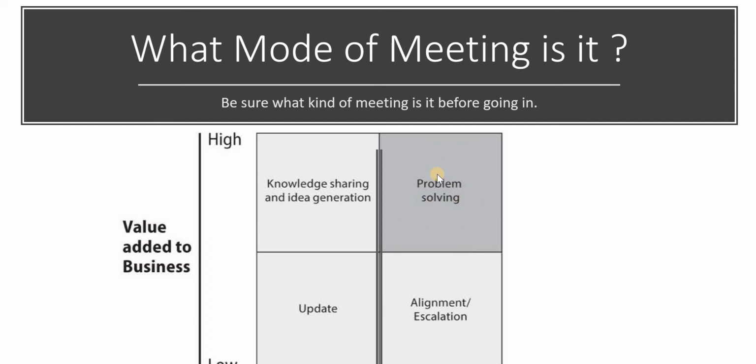Then comes the next type of meeting, which is knowledge sharing and idea generation. Here the value added to the business is also very high. However, the complexity is a little low because the problems are not there. You have to be proactive and you have to generate those ideas. So a lot of discussion happens, a lot of idea sharing, a lot of brainstorming typically happens here for new prospects, idea evaluation, etc. You come up with an escalation solution and a result so that the teams are aligned.